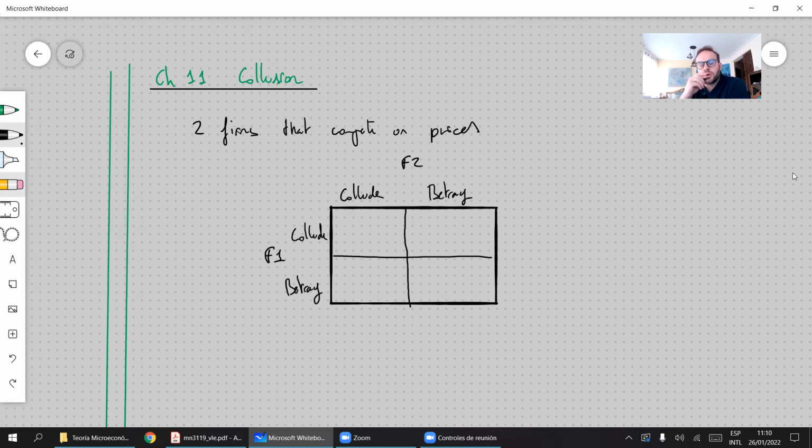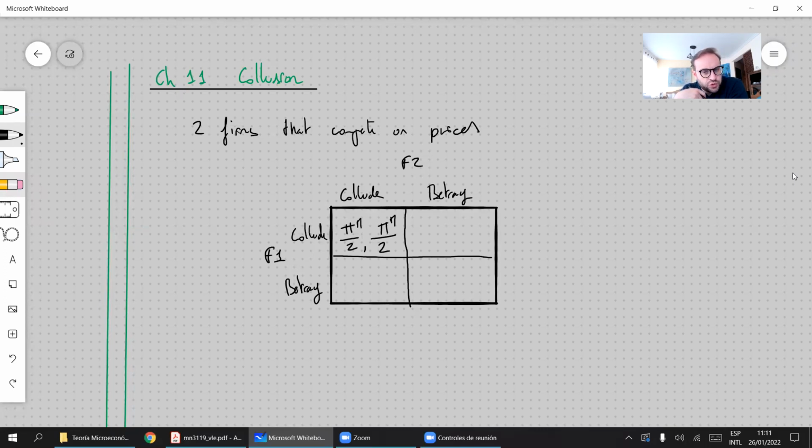They can collude or they can betray. If they collude, they both set the prices at monopoly price, and each of them gets half of the market. So the payment for each of them is the profit of the monopoly divided by 2, because they are splitting the market in 2 parts.